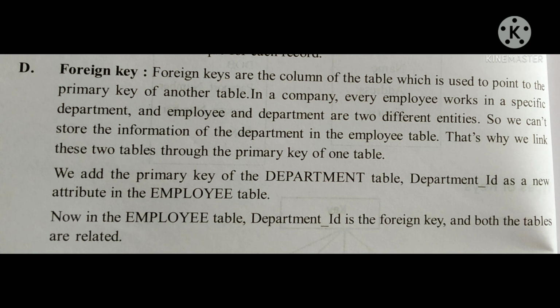In a company, every employee works in a specific department, and the employee and the department are two different entities. So we can't store the information of the department in the employee table. That's why we link these two tables through the primary key of one table. We add the primary key of the department table, department ID, as a new attribute in the employee table. Now in the employee table, department ID is the foreign key and both tables are related.